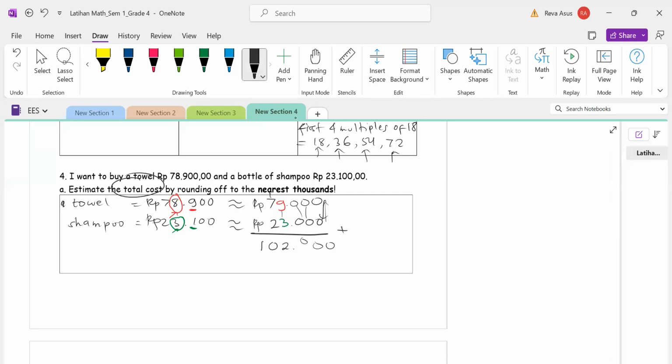Anyway, this is one of the ways. Or you can find out by totaling all of these. After that, you can round it off to the nearest thousands. It's okay.